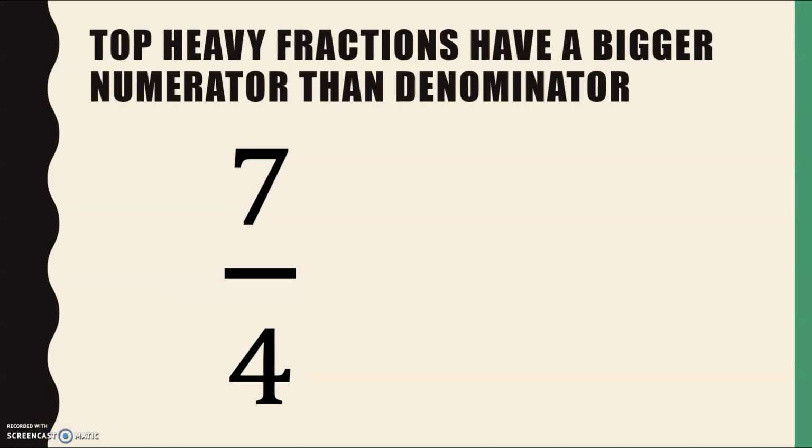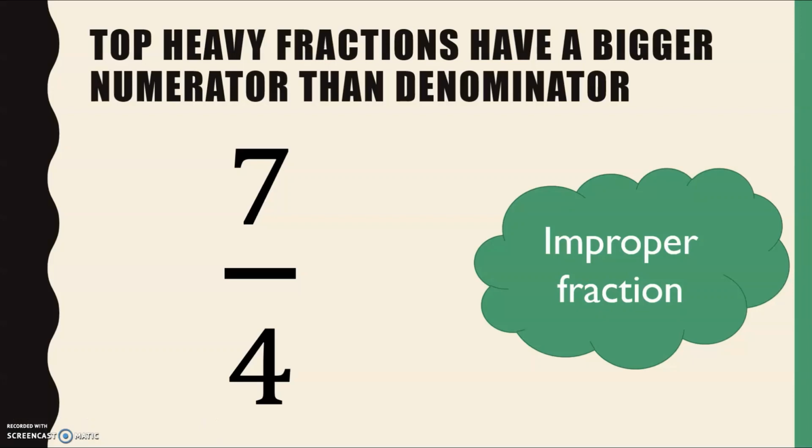Top-heavy fractions have a bigger numerator than denominator. So remember, way back in lesson 1 for our fractions, our numerator is the top and our denominator is the bottom. So that's why it's top-heavy. 7 is bigger than 4. In maths, we would actually call this an improper fraction. So that's the correct way to say it. But if you call it a top-heavy fraction, we still know what we're talking about here. So top-heavy and improper mean the same thing.